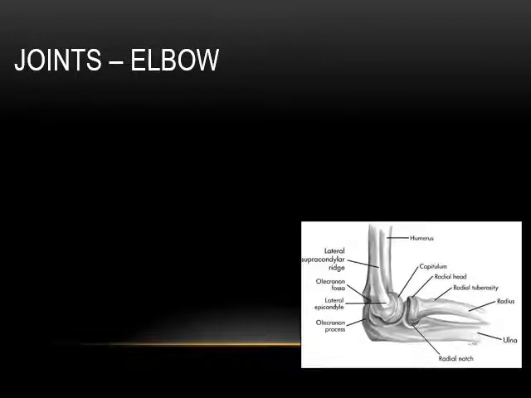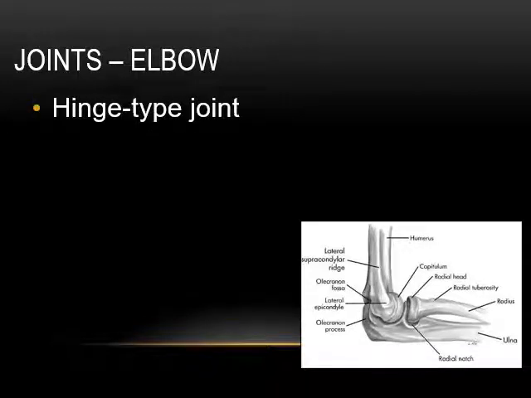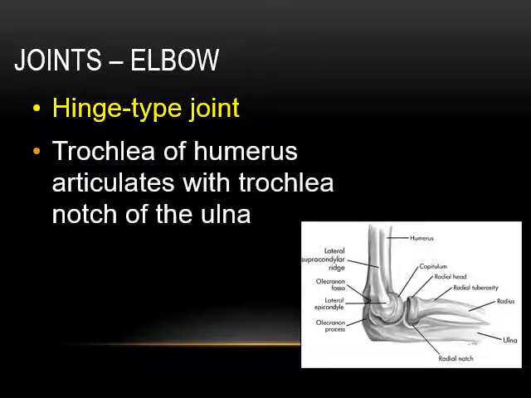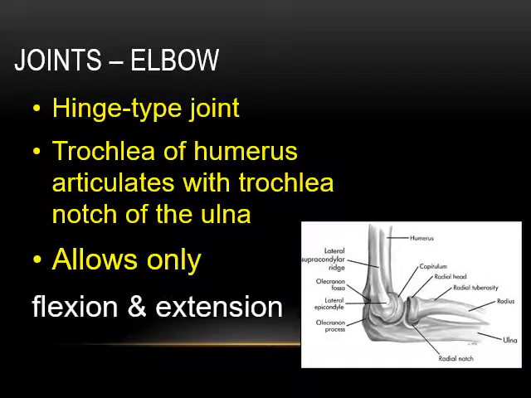All right, so here we're looking at the elbow joint. The elbow joint is a hinge joint. It has 1 degree of freedom of motion. The elbow is only going to flex and extend. So the trochlea of the humerus articulates with the trochlear notch of the ulna. And again, we're only going to allow for flexion and extension at this joint.